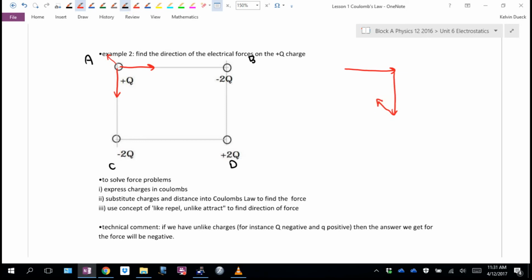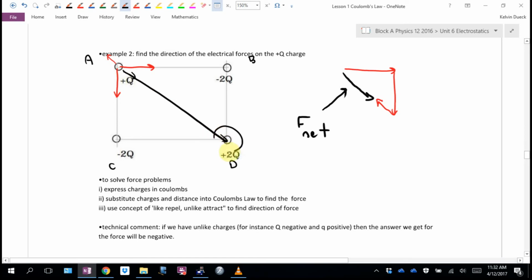If you wanted the direction of the net force, I think that, ish. I think initially this would move in that direction. Now, as soon as it starts to move, your distances are changing, your forces are changing, the situation is changing. So you can't say it's just going to move and end up right there. In fact, the closer it gets to that guy, the more it's going to be repelled by that charge.